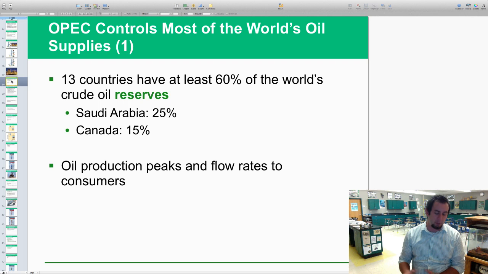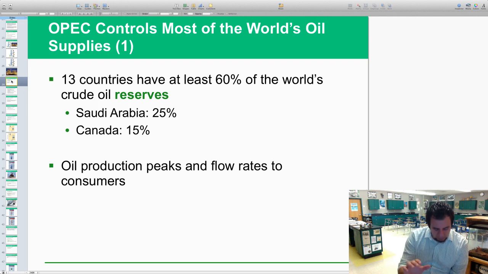So let's talk about OPEC for a little bit. OPEC stands for the Organization of Petroleum Exporting Countries, and they actually control a majority of the world's oil. There are only 13 countries, and they have 60% of the world's crude oil reserves. Saudi Arabia has 25%.